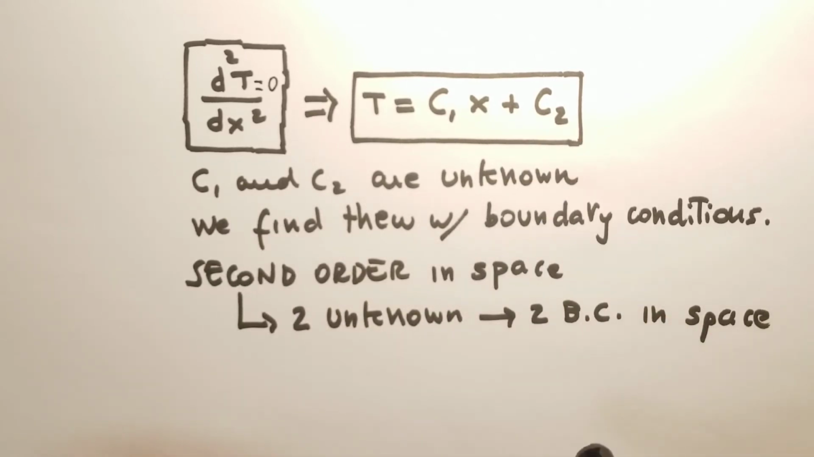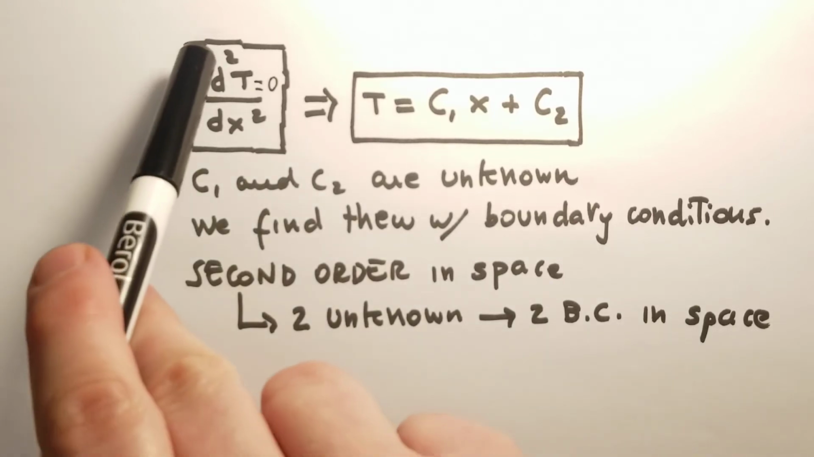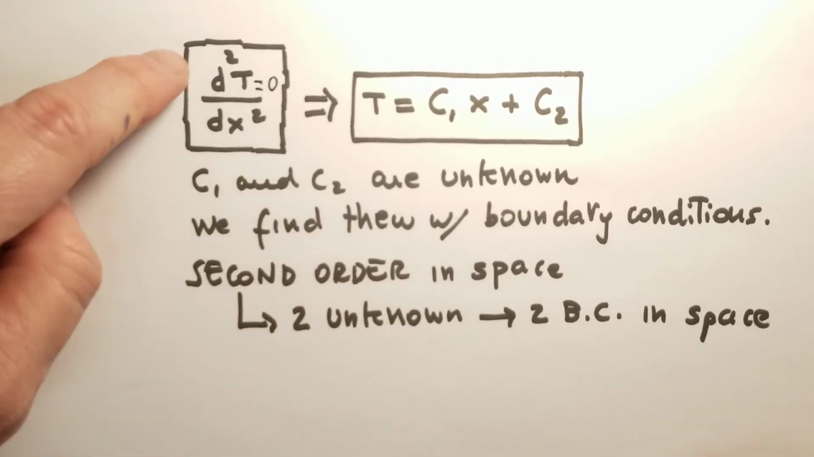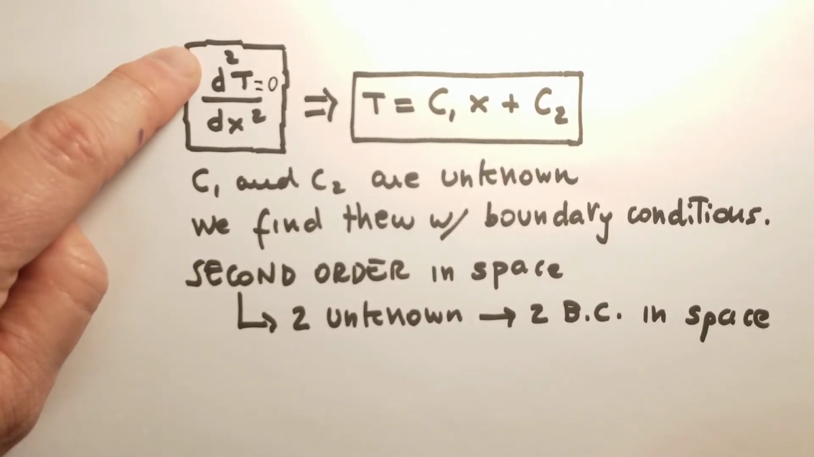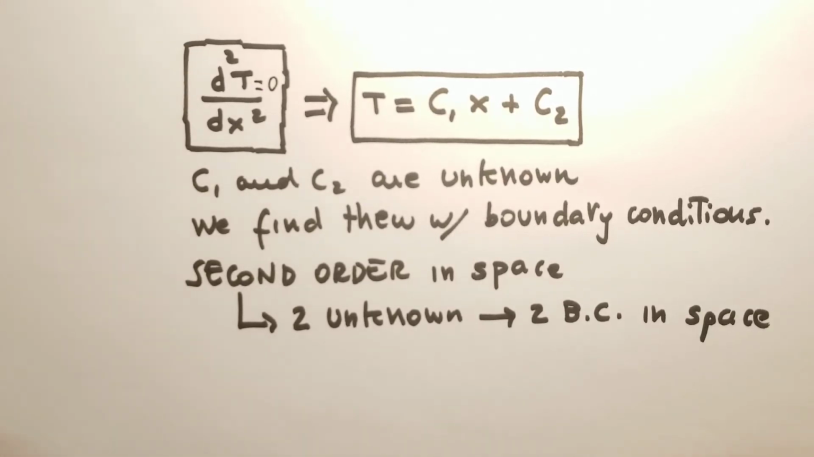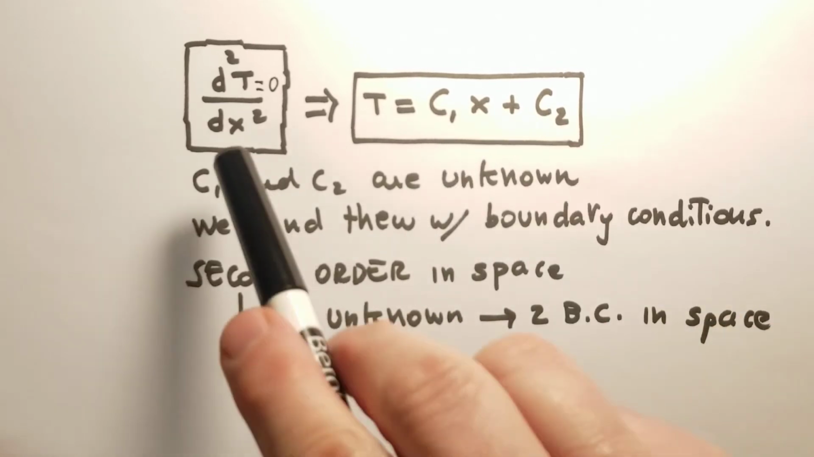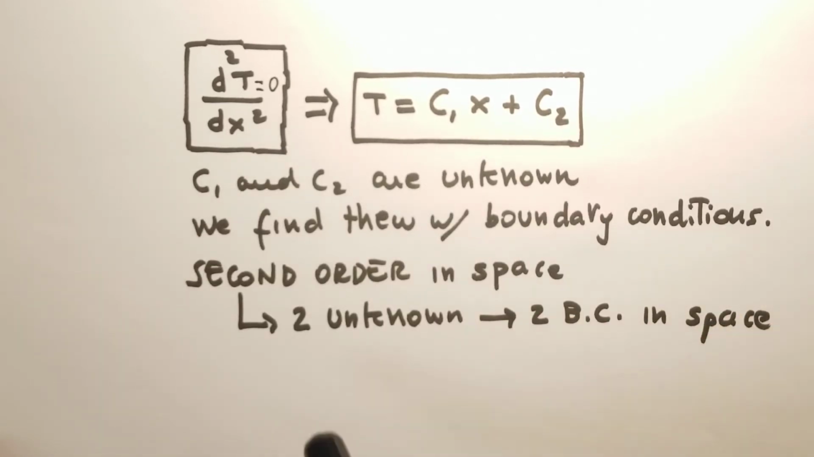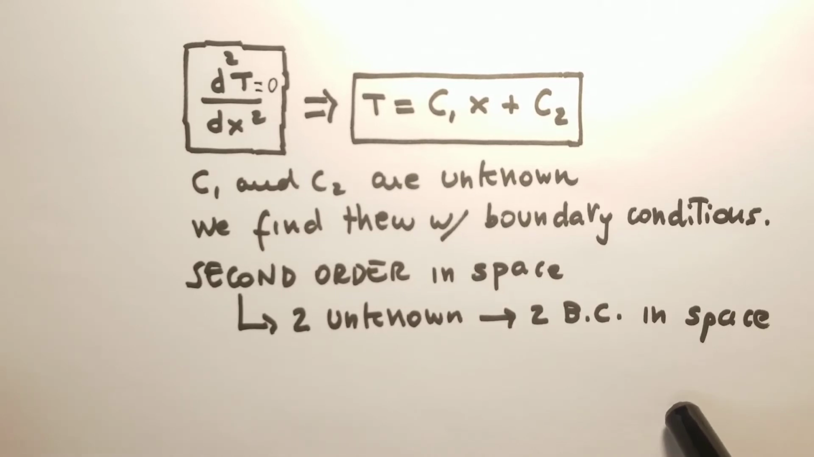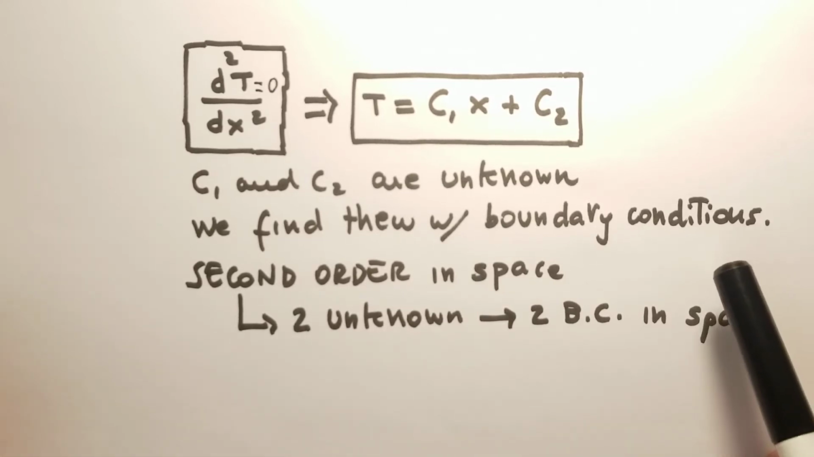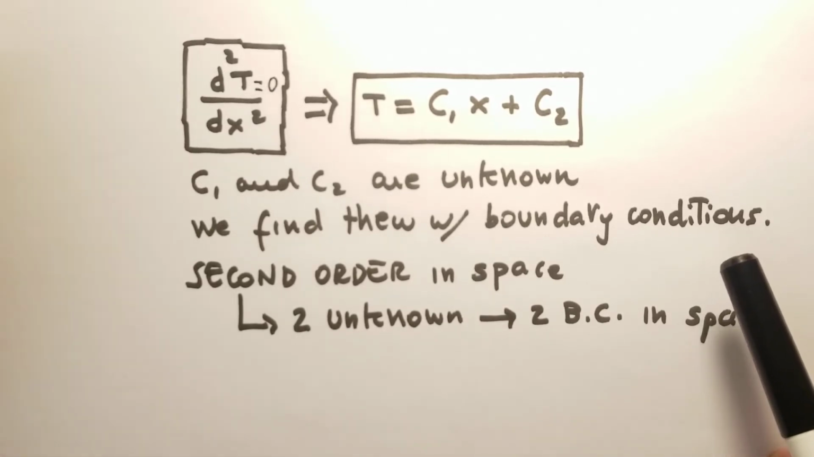To find them, we need boundary conditions. So we have here a second order ordinary differential equation in space. This means that we obtain 2 unknowns when we integrate this. So 2 unknowns means that we need 2 boundary conditions in space. What about in time?